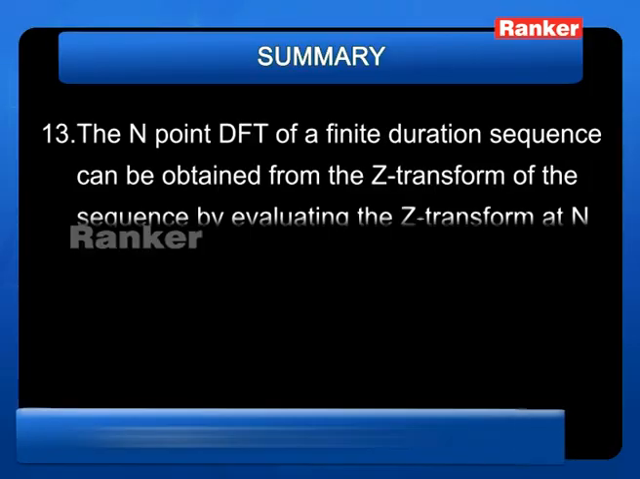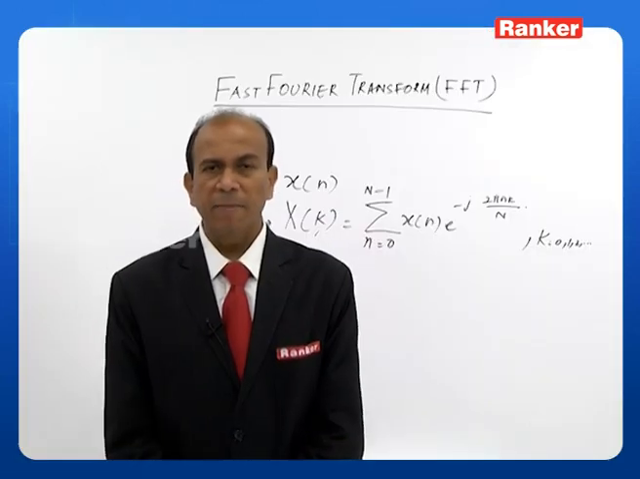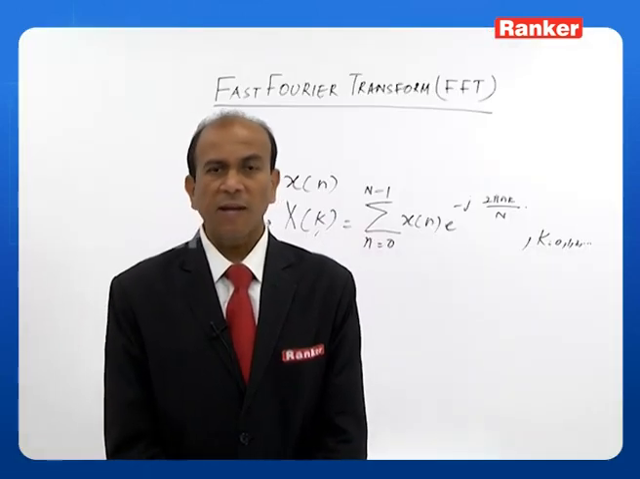DFTs. Let us look at the 13th point. What does this point say? The N-point DFT of a finite duration sequence can be obtained from the Z transform of the sequence by evaluating the Z transform at N equally spaced points around the circle. So this point actually gives us the relationship between the Z transform and the N-point DFT.